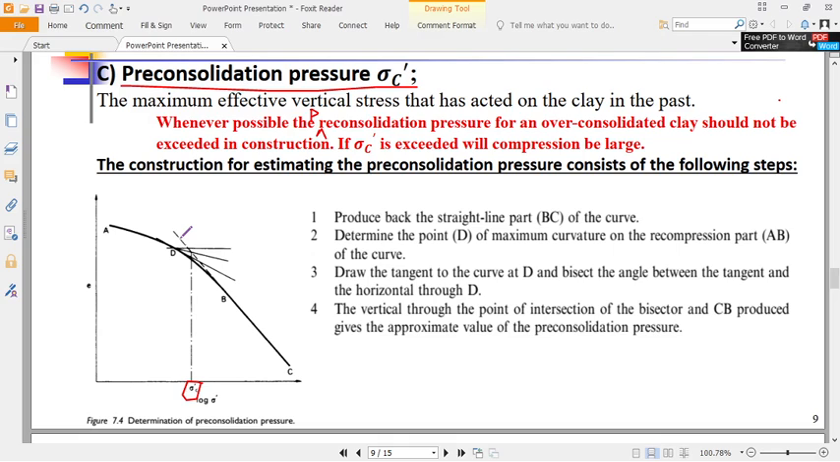The pre-consolidation pressure, remember I said, is through plotting. So the first thing is to plot e against log of the effective vertical stress. Okay, the effective stress. So the first step is to determine e naught.